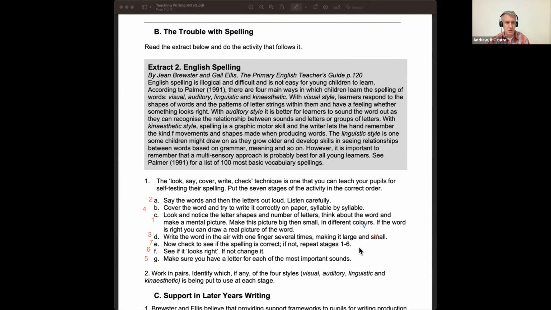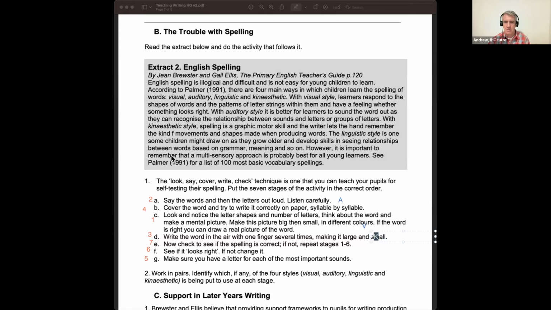So number two, say the words and the letters out loud. Listen carefully. Visual, auditory, or kinesthetic? Auditory. A for auditory. Number three, write the word in the air. Visual, auditory, kinesthetic? Kinesthetic, obviously. K for kinesthetic.